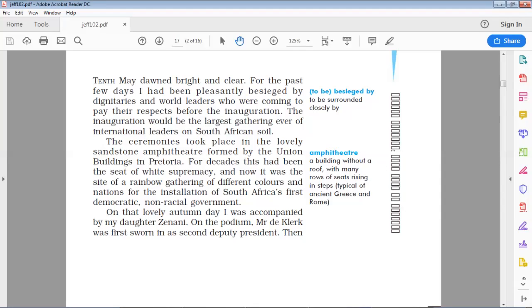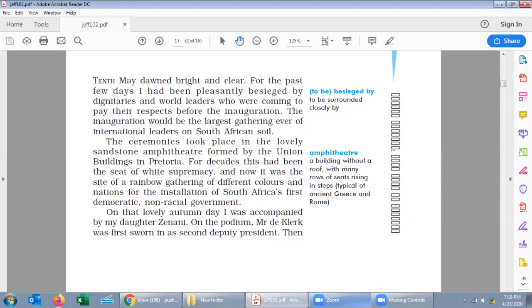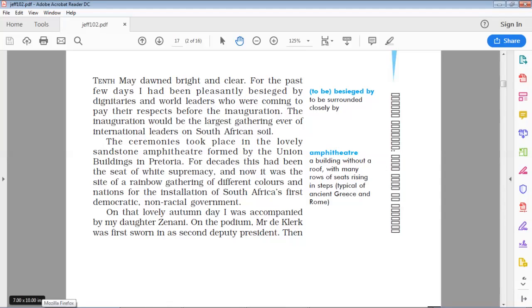And for the first time, Nelson Mandela became the president, and in order to pay respect to him, all the people from different countries came to join this occasion. On that lovely autumn day, I was accompanied by my daughter Zenani. Here, Nelson Mandela says that his daughter was there. On the podium, Mr. De Klerk was first sworn in as second deputy president. Mr. De Klerk was the assistant president. The first president was Nelson Mandela, and De Klerk was the deputy after him.